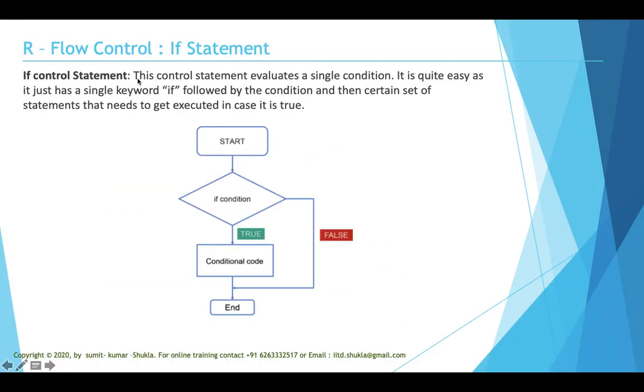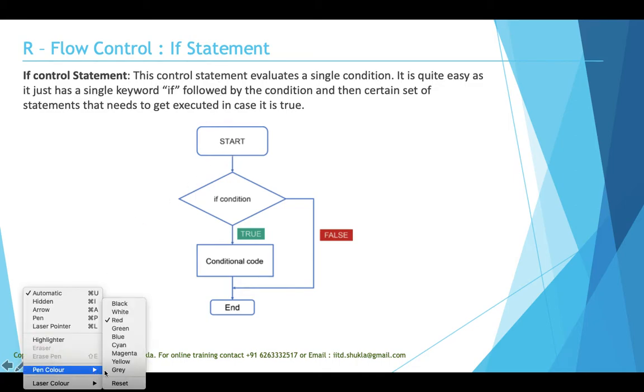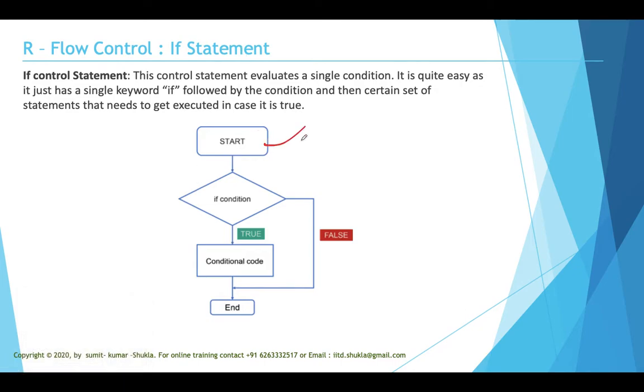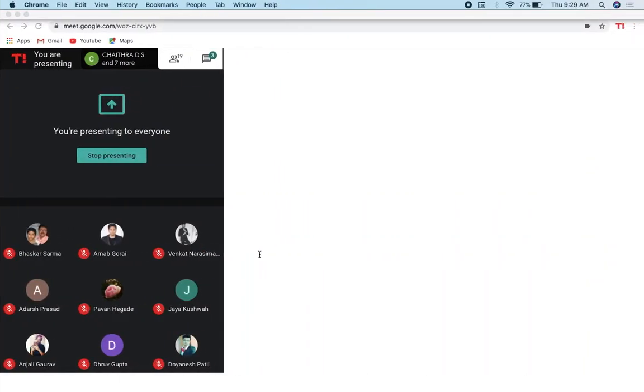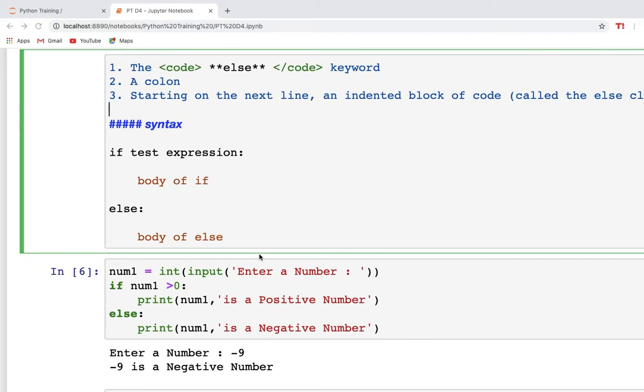So the if control statement just evaluates. You just go to the start. So you first start your program, then you check whether your if condition is true. If it is true, you will go to the conditional code and execute it, and then you will come to the end of the program, right? Similarly, when your condition becomes false, you will directly go to the end of the program. That's all. Okay, this is how the if statement works.